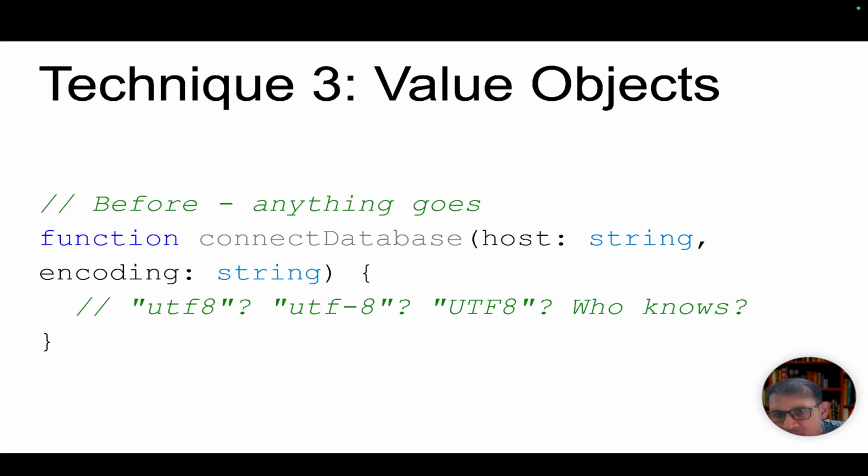Technique 3 is value objects and branded types. Value objects let you attach validation and behavior to your data. Instead of accepting any string for a database hostname and encoding, you create a specific type. Define a type encoding and a branded hostname type with a validation function. The type system ensures you can only pass valid values to your database connection function.